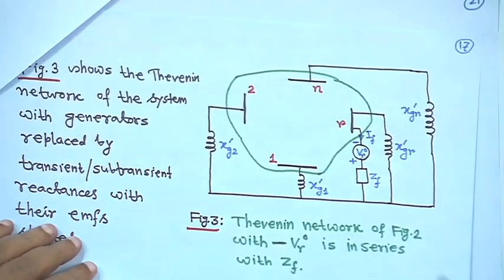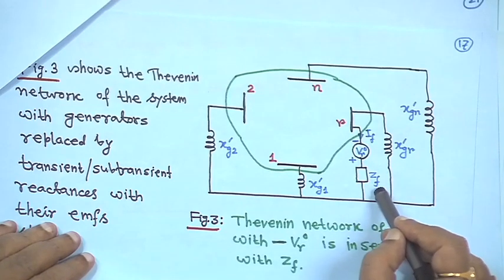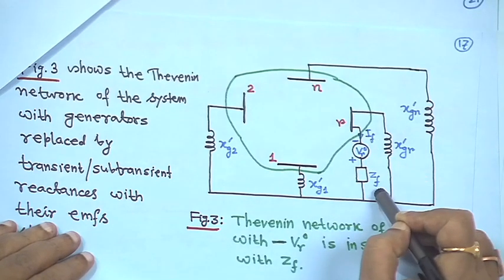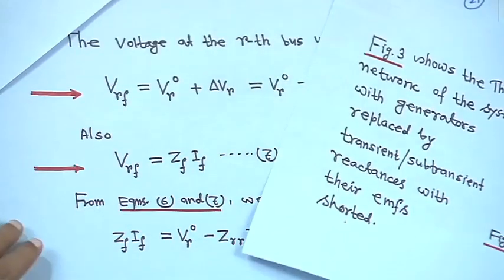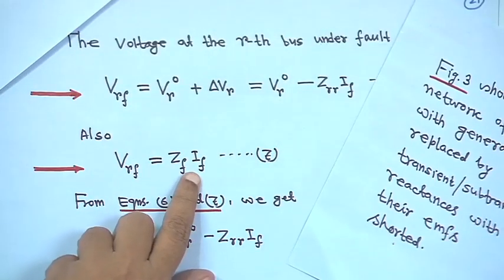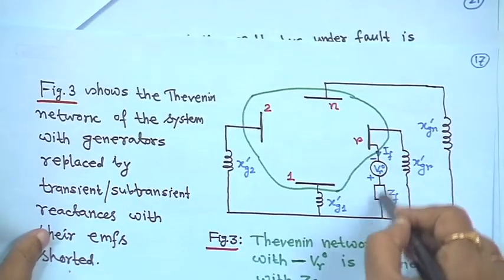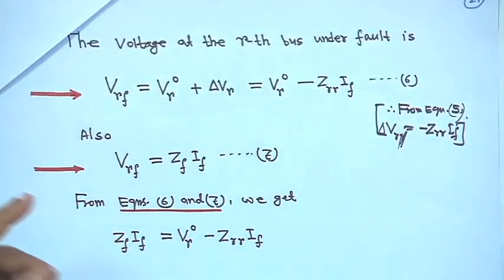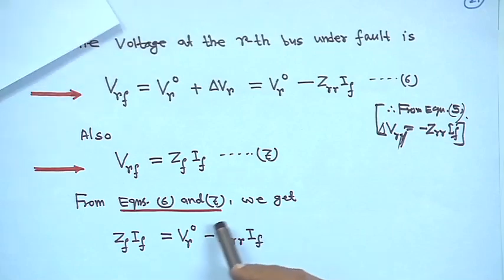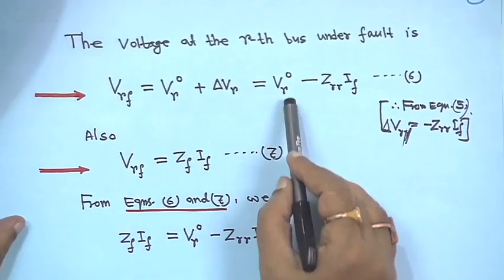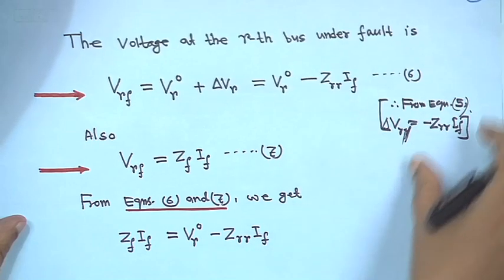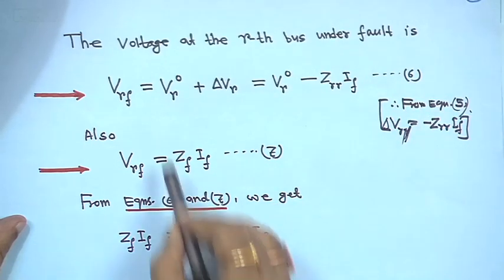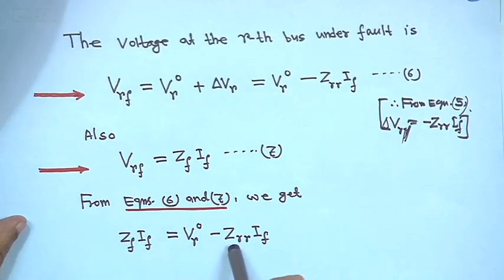From this diagram, the fault current is IF and this is ZF. So, VRF will be ZF into IF, right. That is why we are writing ZF into IF, from this diagram only. That means from equations 6 and 7, VRF is equal to VR0 minus ZRR IF. Therefore, this VRF, that is ZF IF, is equal to VR0 minus ZRR IF, right.